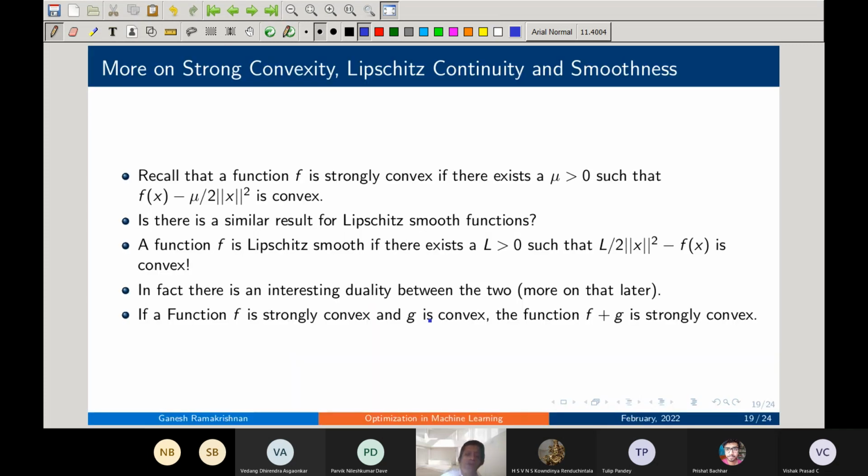If a function f is strongly convex and g is convex, then the function f plus g is strongly convex, right? And we know that if a function is Lipschitz smooth, the sum of two Lipschitz smooth functions is also Lipschitz smooth. That's something we dealt with earlier.